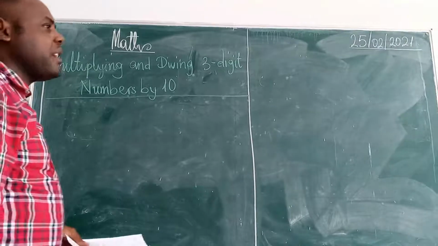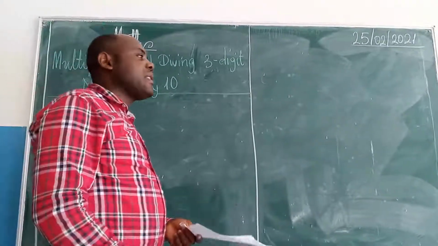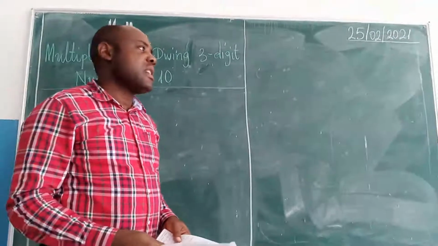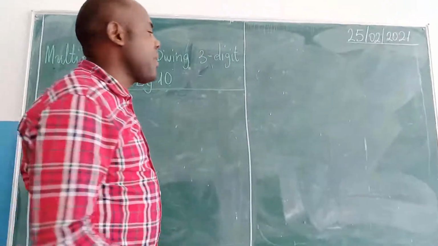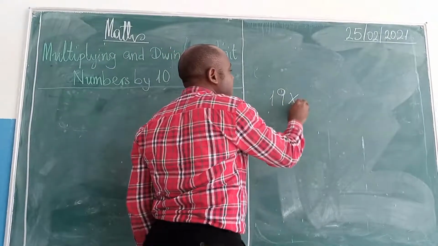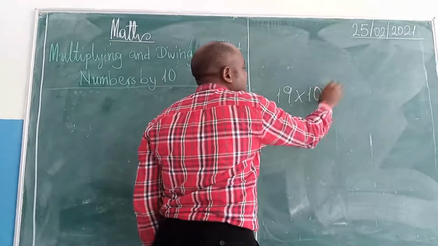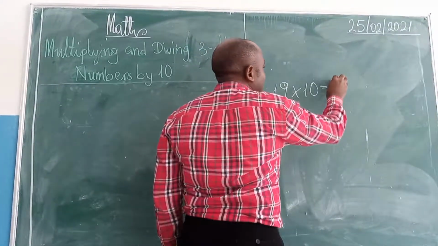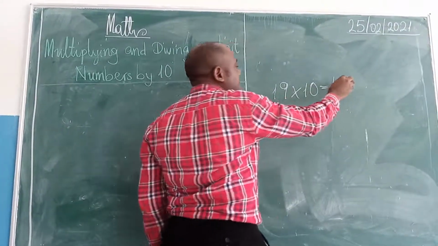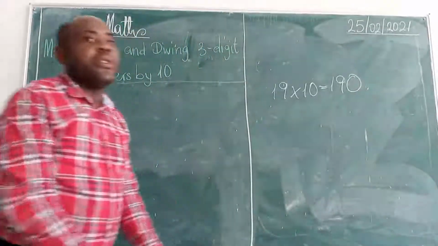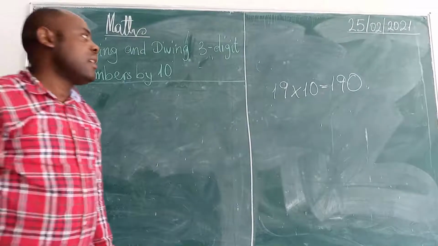Anytime we are multiplying a number by 10, I gave us a simple technique in class. And what is the simple technique? Take, for example, I want to multiply 19 by 10. The simple technique is, in the answer section you write 19 and you attach a 0 to it. You're going to have your answer.